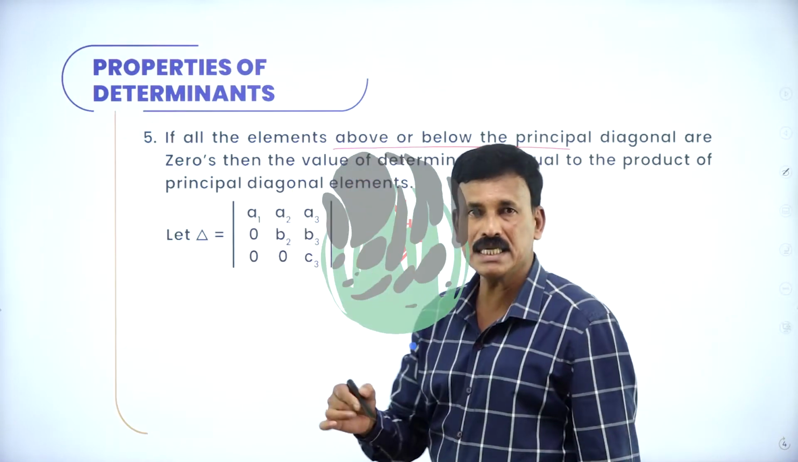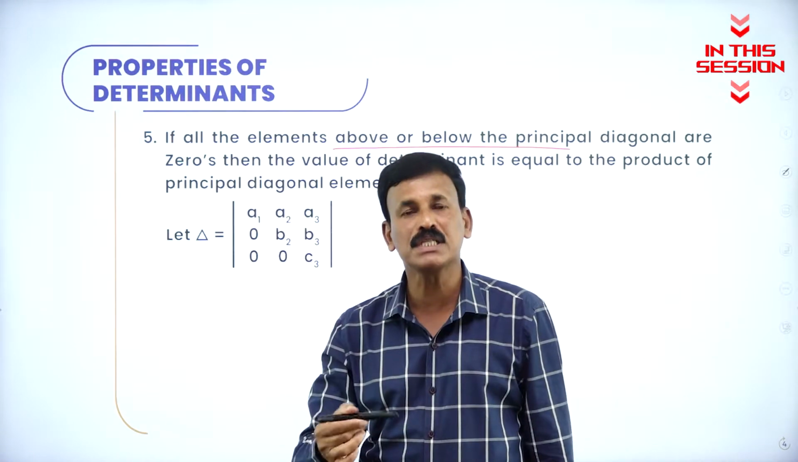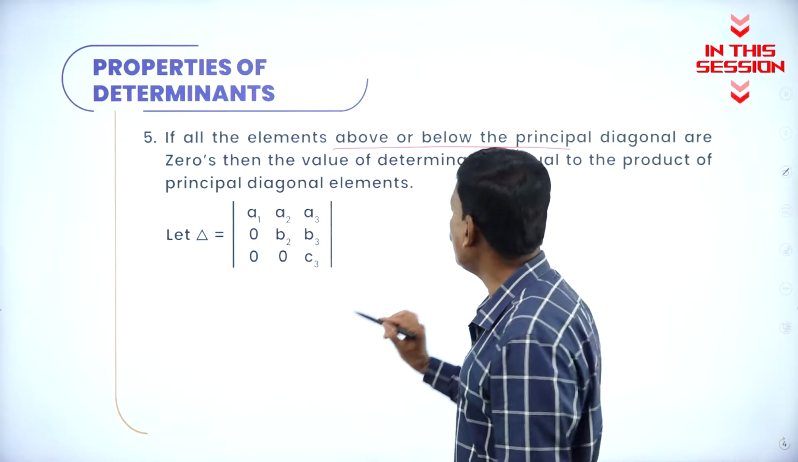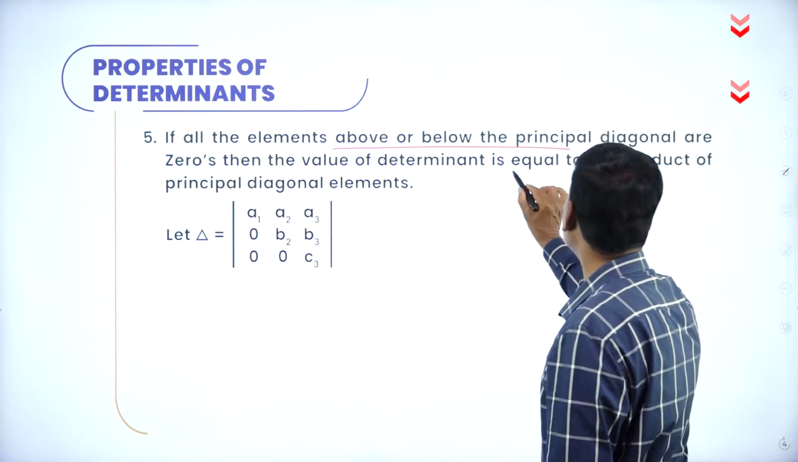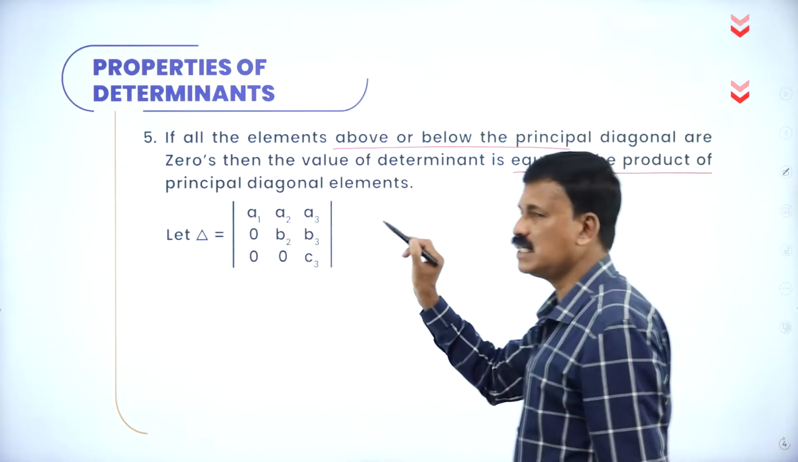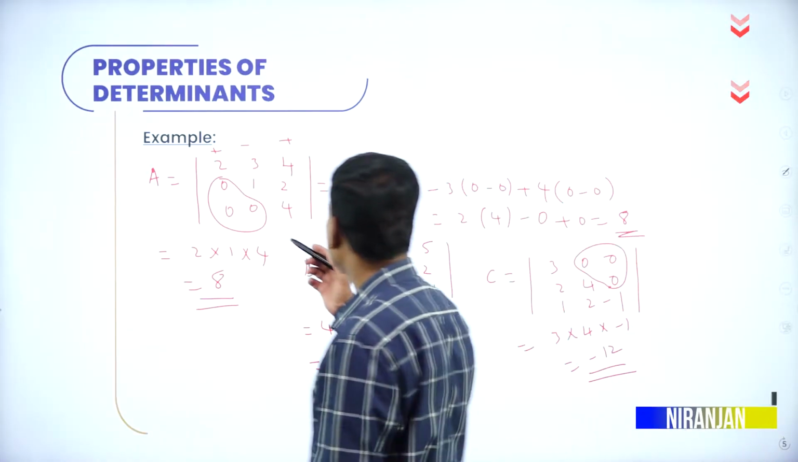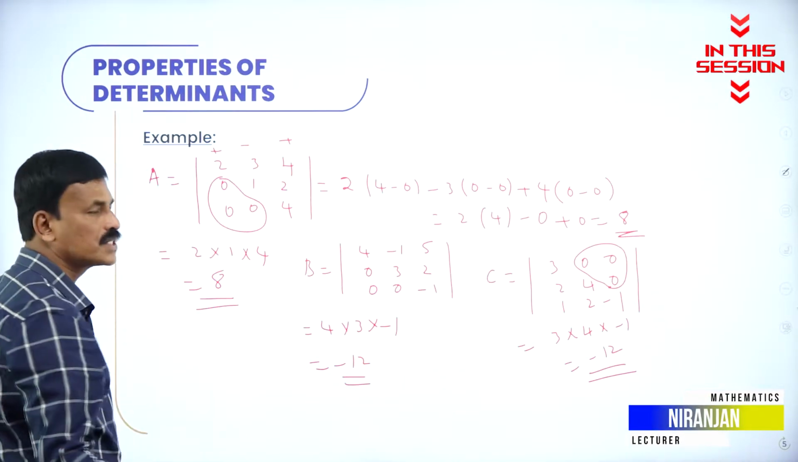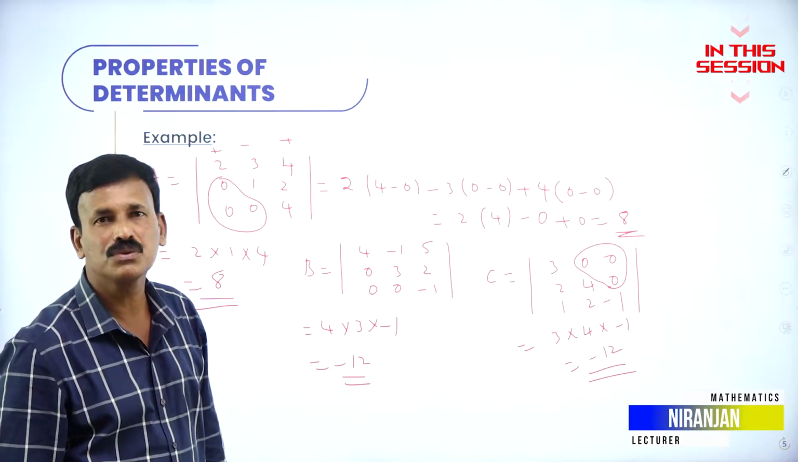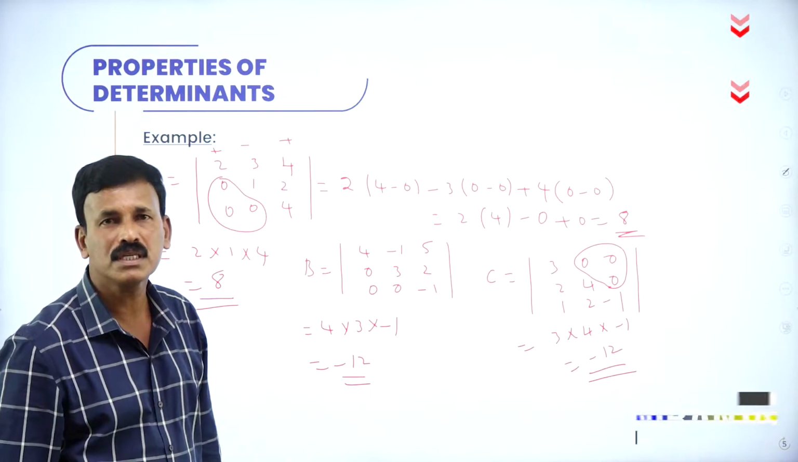If all the elements above or below the principal diagonal are zeros, then the value of a determinant is equal to the product of the principal diagonal elements.